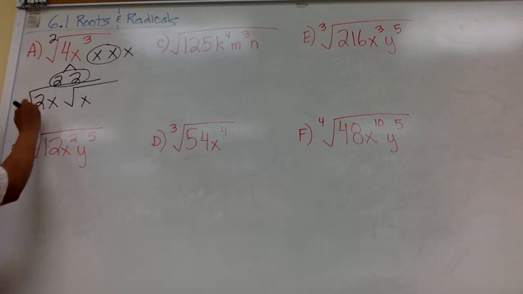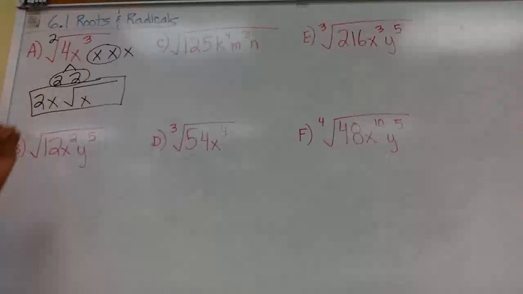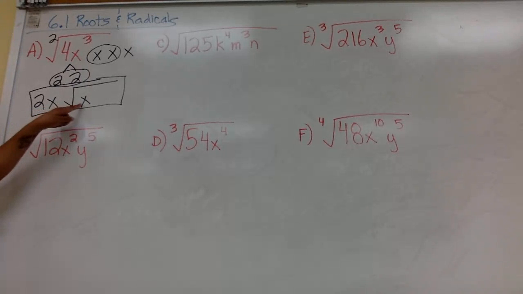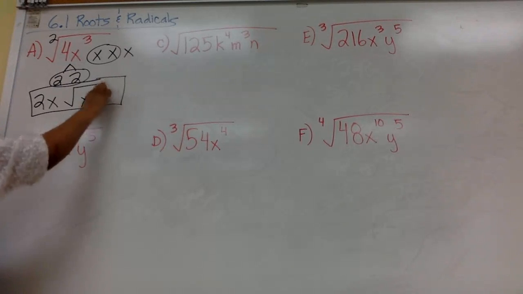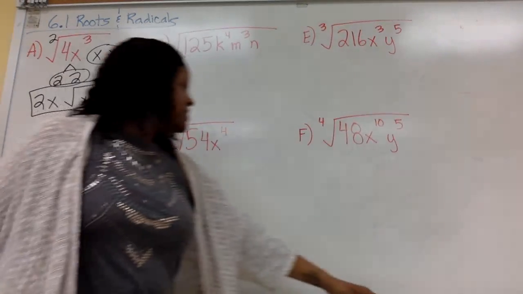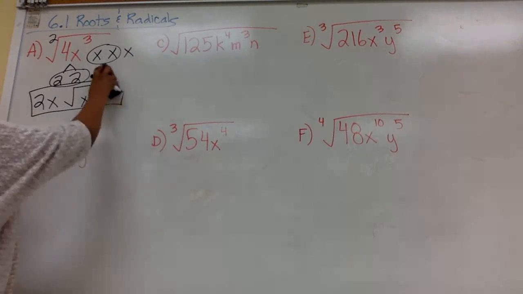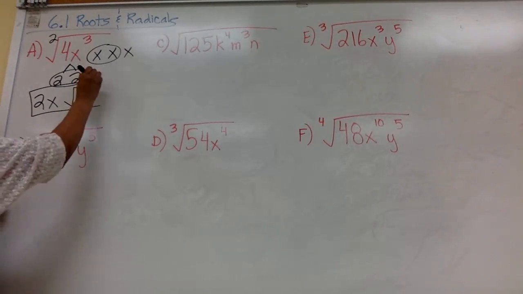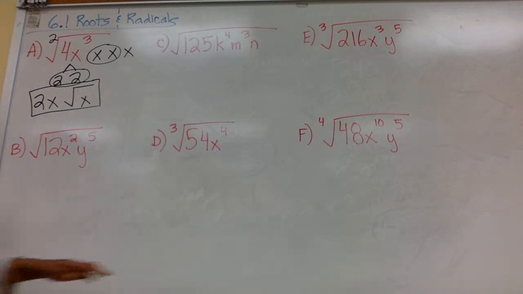So this is our final answer: 2x times the square root of x. Complete groups go on the outside, leftovers go on the inside. So that's my answer. And I can shorten this a little bit. It was kind of long there. There we go. So that's my final answer. Let's move on and we'll do B.